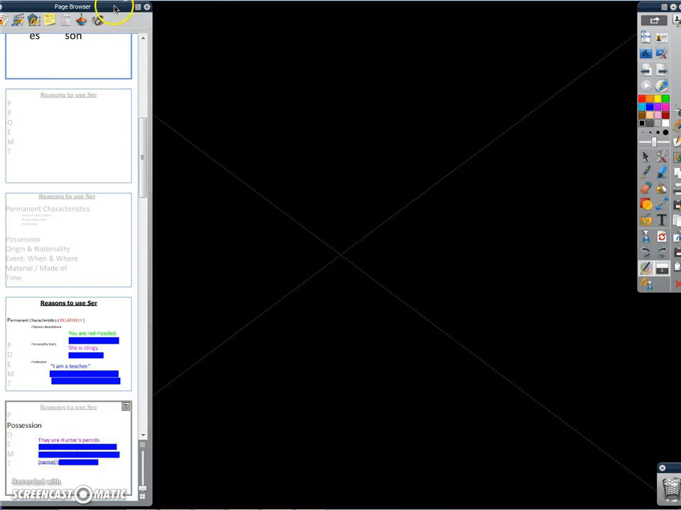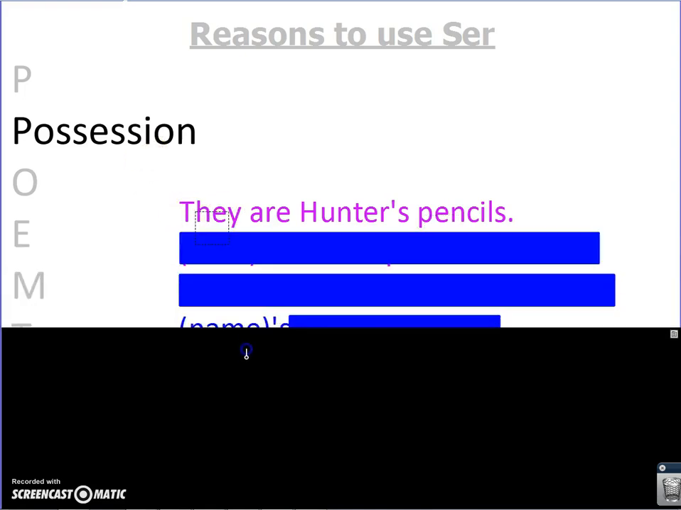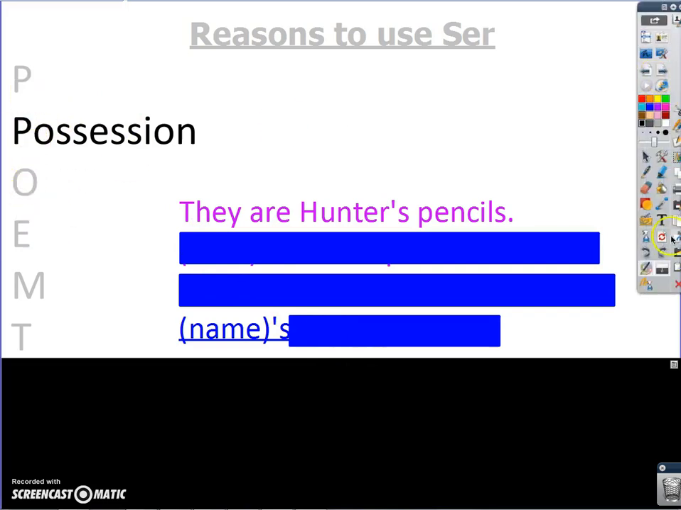The next P for poem with 2 P's and a T is for possession. Anytime you want to say something like, they are Hunter's pencils, or they are his pencils, you will use ser. And it looks like we need 3 blank lines after this example sentence. And possession is something we're talking about in this unit, so it's very handy to know that we use ser for it. So that's what the first 2 P's are for. Let's find out what the O is for.